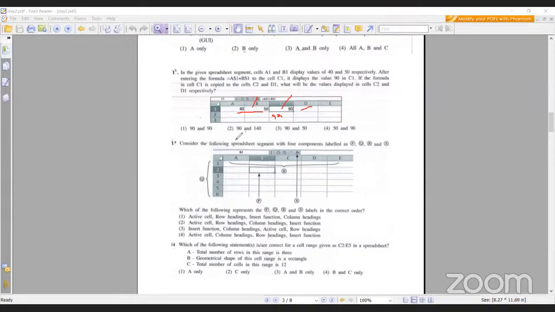So 90 and 140 should be the answer. Second answer. Okay, next one.